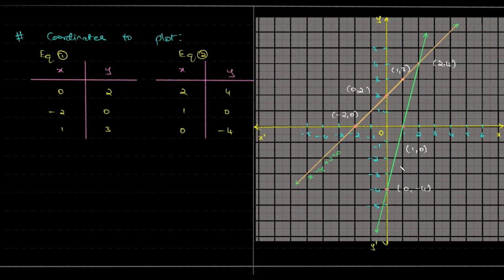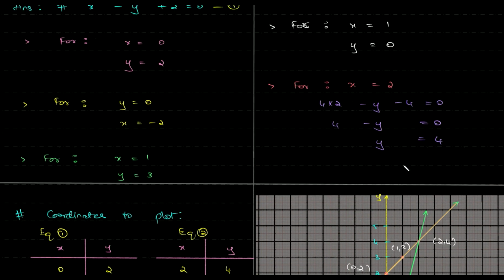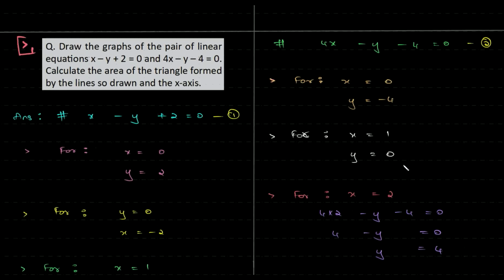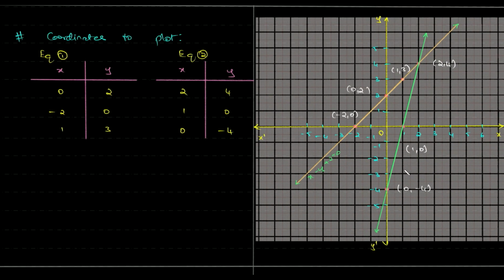And yeah, the last equation. So the last equation is what we have: 4x minus y is equal to 4. Okay, this is a complete graph.